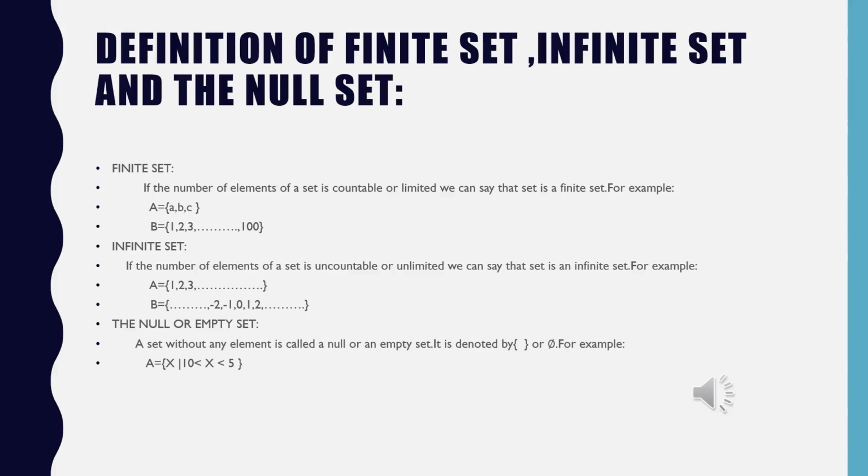It is very easy. Now come to the infinite set. The definition of an infinite set is: if the number of elements of a set is unlimited, or you can say uncountable, it is said to be an infinite set. For example, set A is equal to, within curly bracket, 1, comma, 2, comma, 3, dash dash till infinity, and set B is equal to, inside the curly bracket, the set of integers starting from -1, and on the right hand side from 0 till infinity.